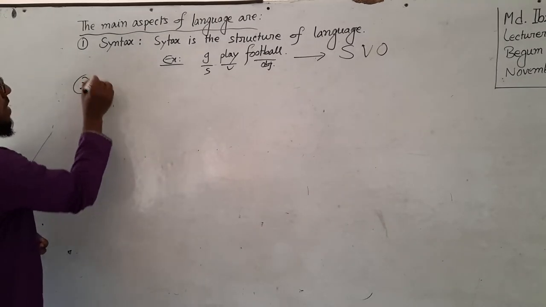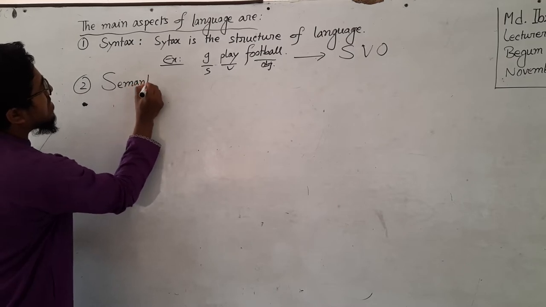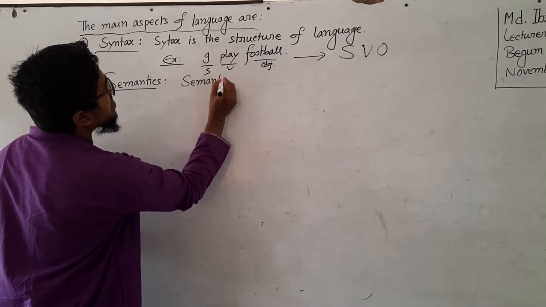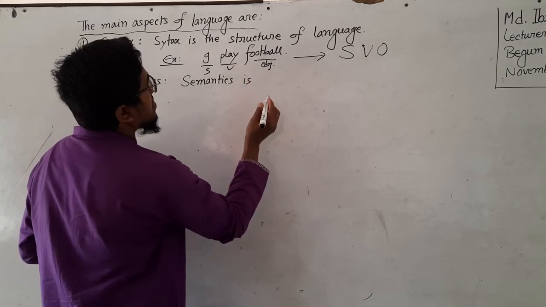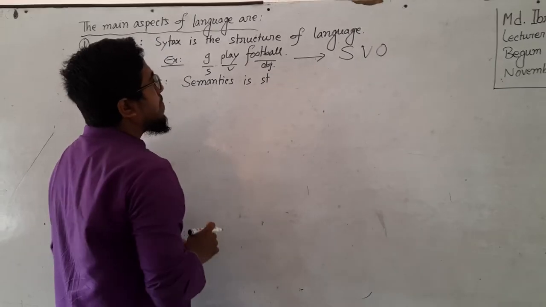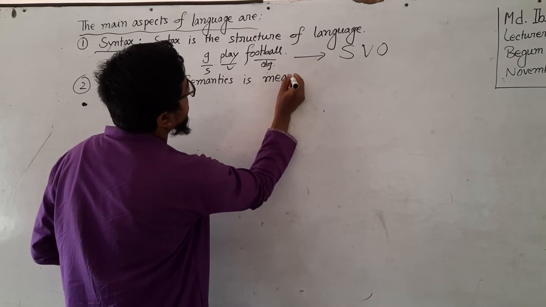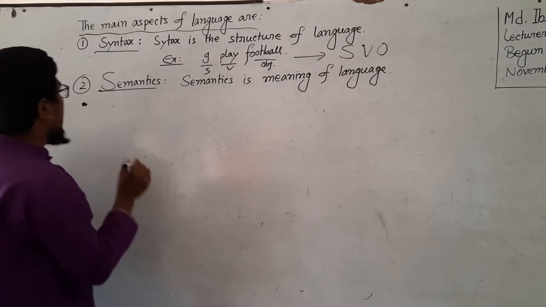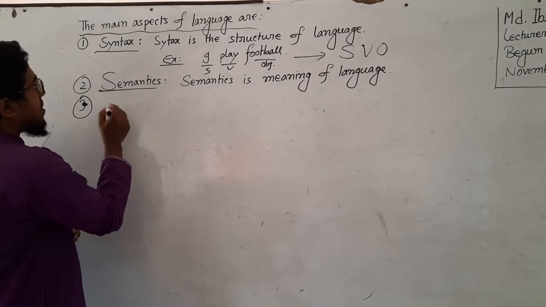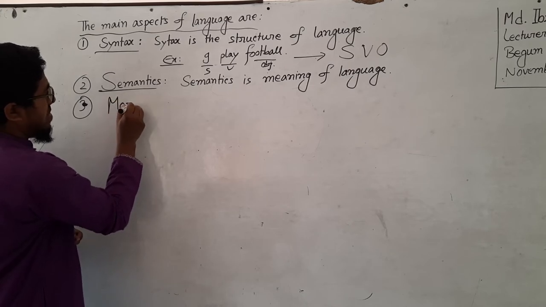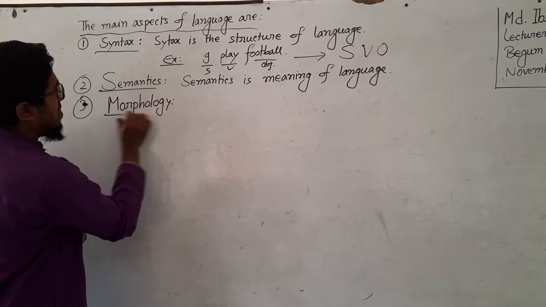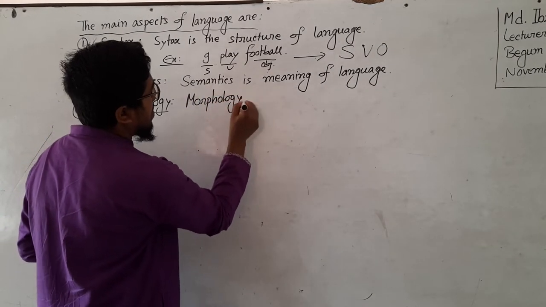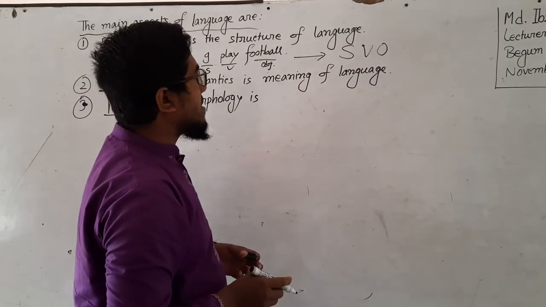Number two, semantics. Semantics is the meaning of language. Number three, morphology. Morphology is the structure of words.